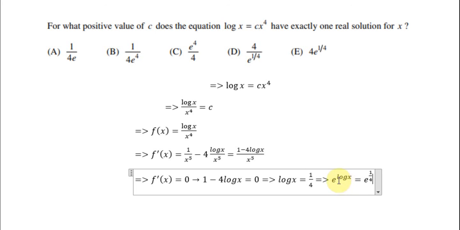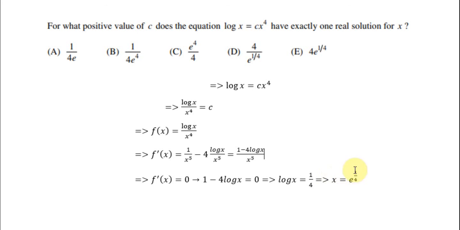So we know that e with the power logarithm base e of s in here, they will change to s, and we know that this point is the minimum value of this function in here. So to get exactly one solution, we just put this point in here, we can find the c.